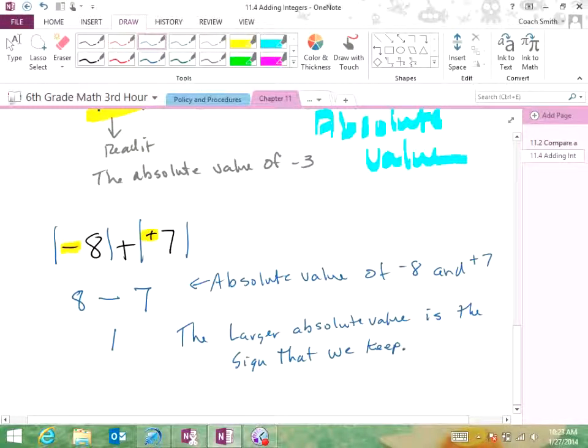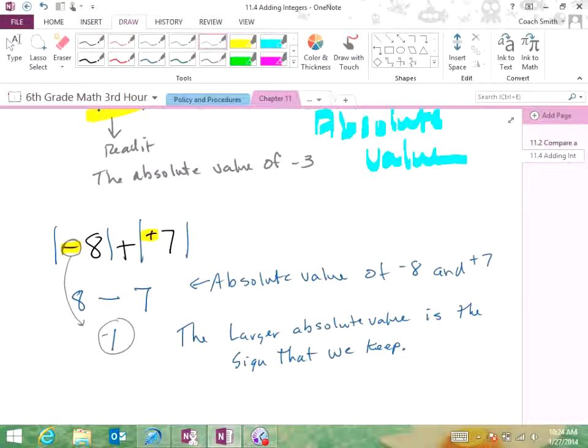Now, the larger absolute value, so which would have more value? Taking away $8 or giving $7? Now, I'm not saying which would you prefer, I'm saying which has more buying power, the $8 or the $7? $8. So, which sign? This sign right here is with the larger absolute value, so I bring it down. And that's your answer.